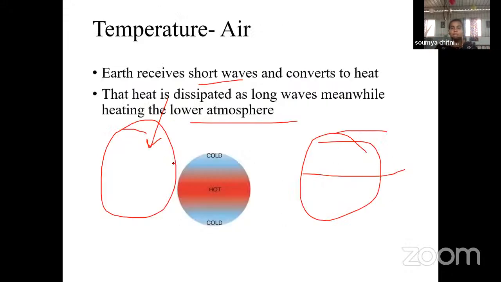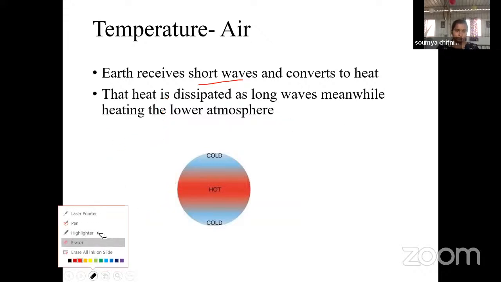So when the long waves heat up the lower part of the atmosphere, that heated atmosphere becomes, not denser, it becomes lighter and it moves upward. Let me just explain a bit of it.